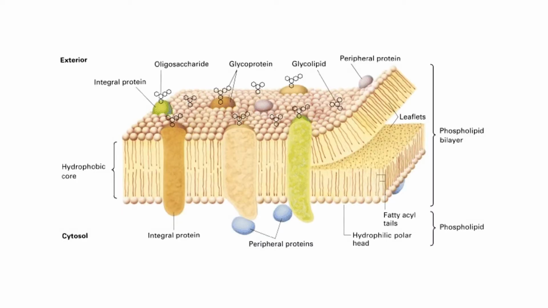So here in this diagram, as you can observe, this is a phospholipid bilayer or a section of a cell membrane where you can see that there are integral proteins, there are peripheral proteins, and all of them are either facing the exterior of the cell or the cytosol, etc.